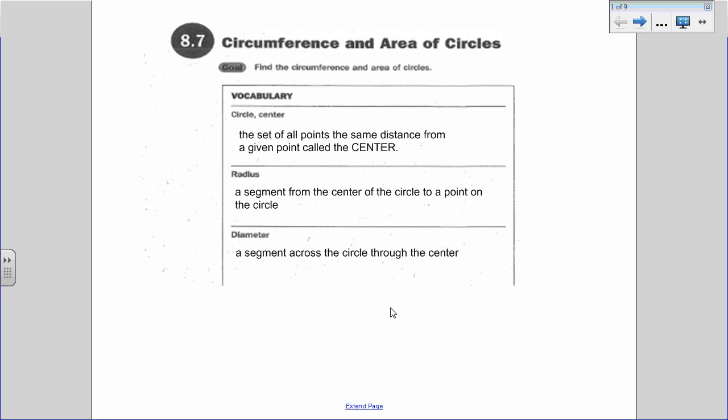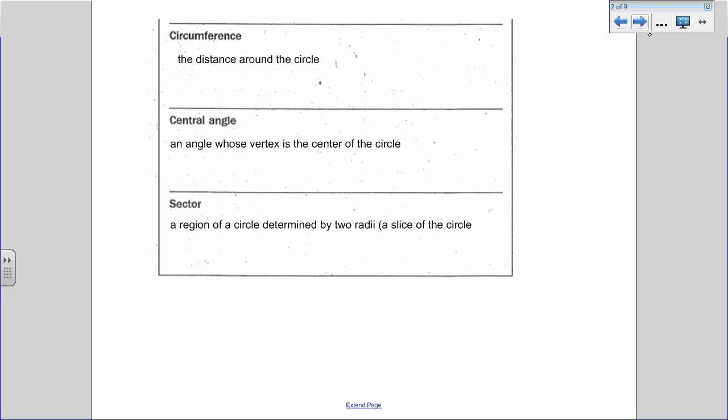The radius is a segment that starts at the center and goes to a point on the circle. And then we have diameter, which is a segment across the circle through the center. We need to keep those two straight. So if we think of it, the radius is the shorter word, so it's the shorter segment. And most of you have these things down pat there. Circumference is just the distance around the circle.